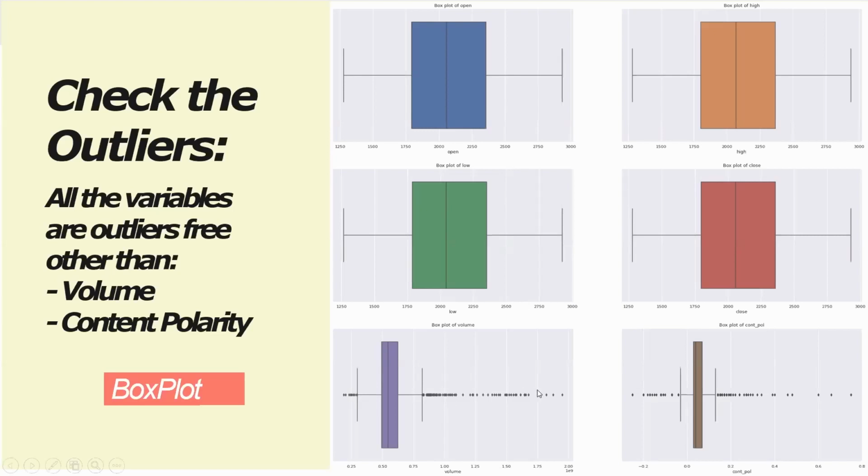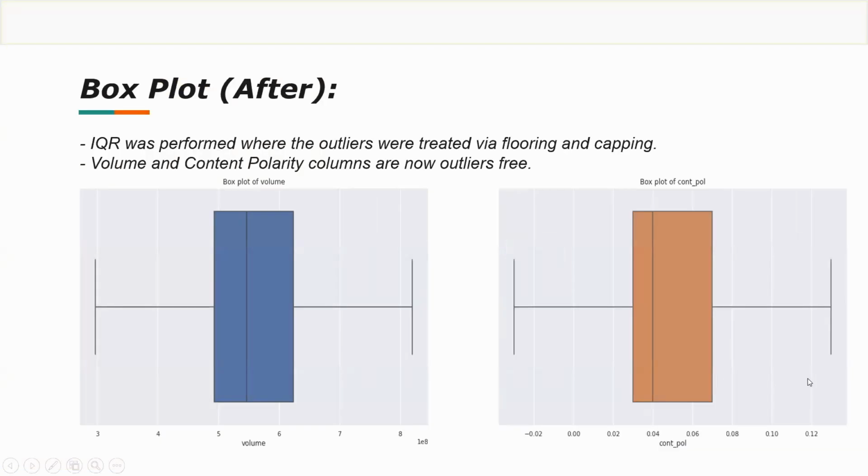You can see here there are a lot of outliers present. There are different techniques. For this project, I have used IQR with flooring and capping. Because when I had this data, I didn't have a lot of rows, so I did not drop the data, but instead treated it via flooring and capping.